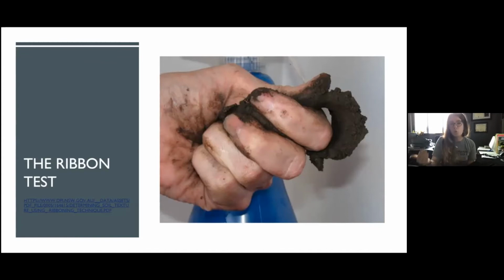The longer the ribbon, the more clay is in it, because remember, clay is sticky when it's wet. So it holds on to each other. So the longer it is, the more clay you have. And this is a really simple and free way for you to get pretty close in figuring out what kind of loam or not loam that you may have at home. And so without doing anything too crazy, you can figure that out. And it is pretty accurate.